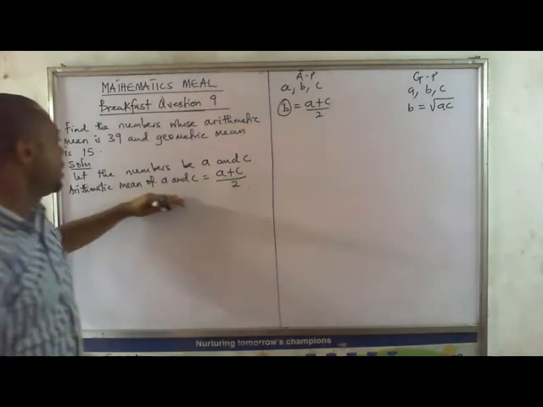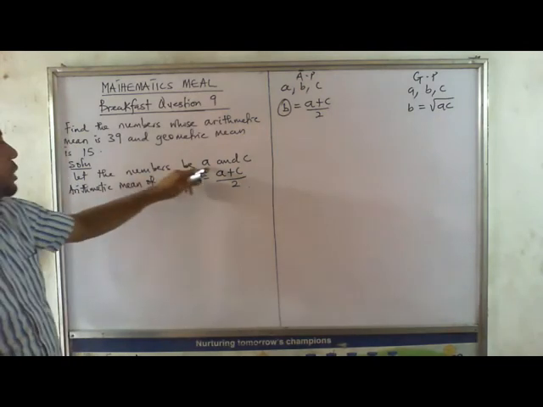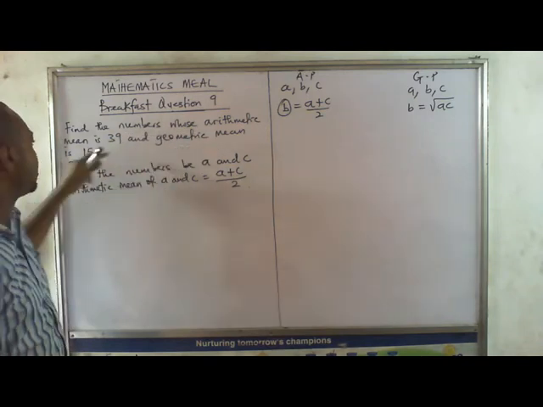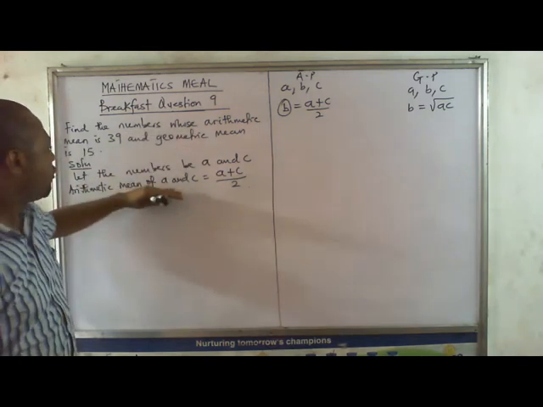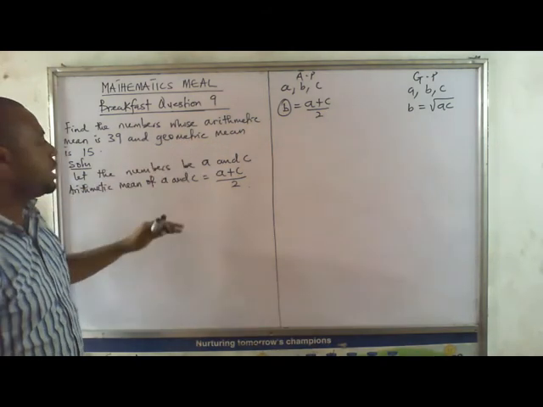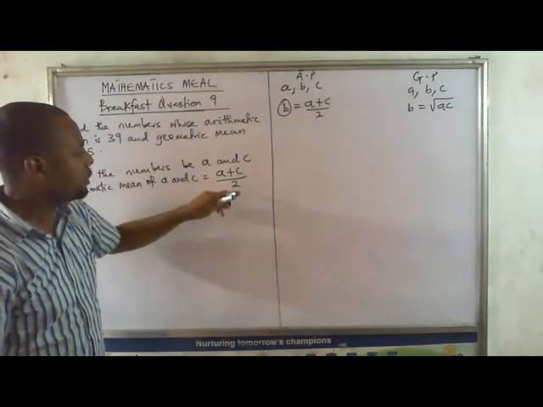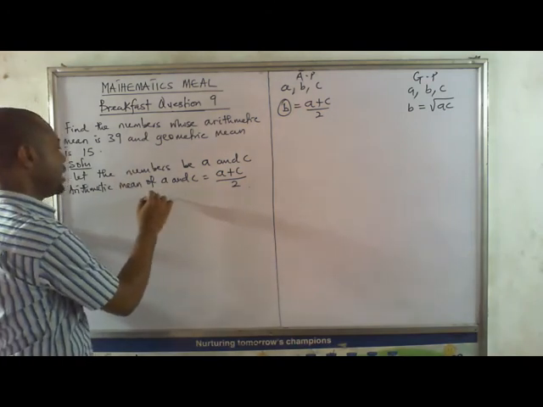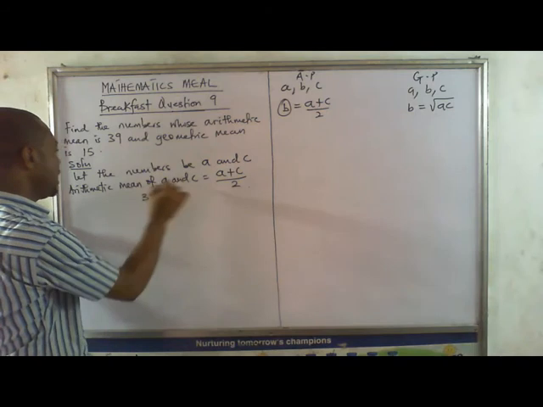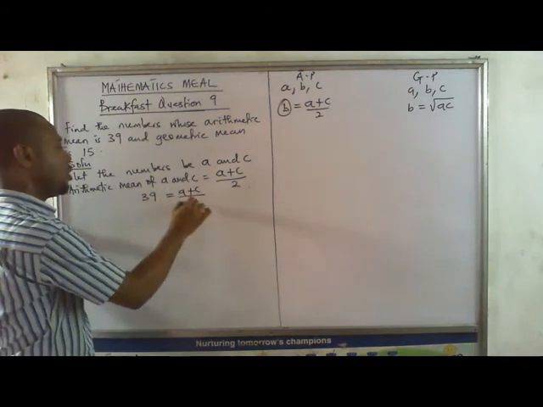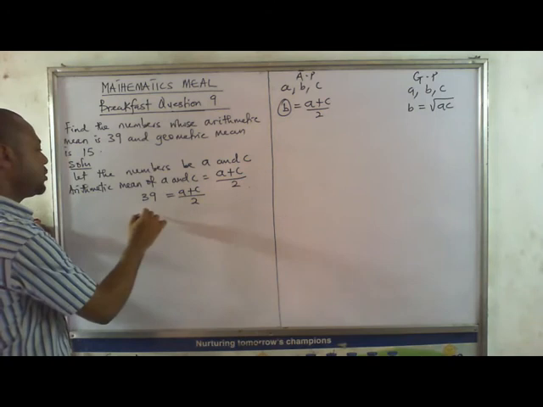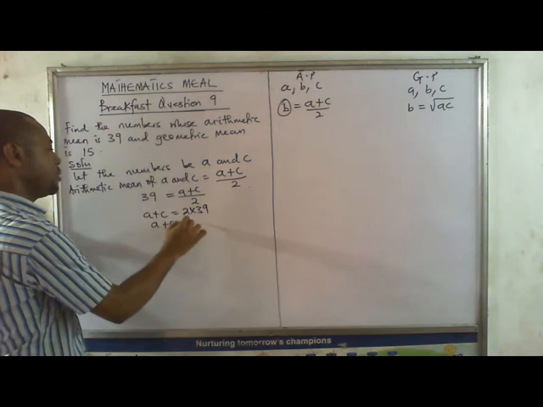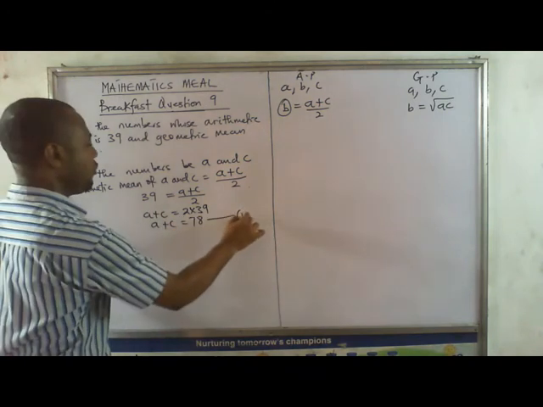We have said let the numbers be A and C, and we are told to find the numbers whose arithmetic mean is 39 and geometric mean is 15. The arithmetic mean of A and C, which are the numbers we want to find, is equal to A plus C divided by 2. We are given the arithmetic mean to be 39, so 39 equals A plus C all over 2. If I clear this fraction, A plus C will give us 2 times 39, so A plus C equals 78. We can call this the first equation.